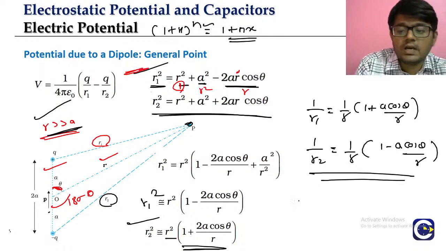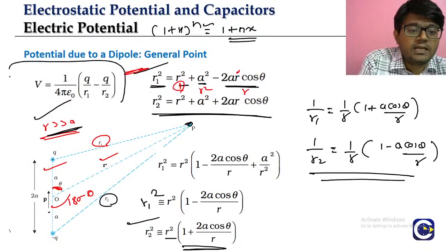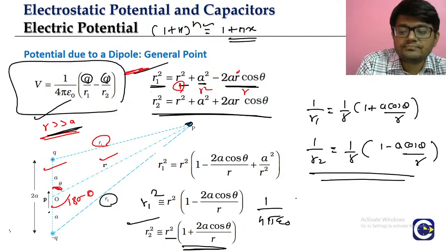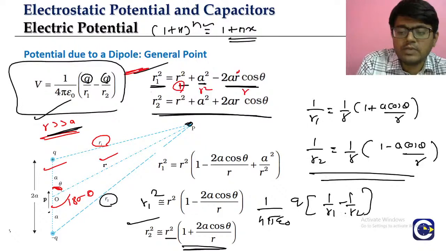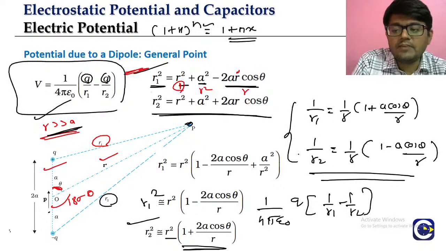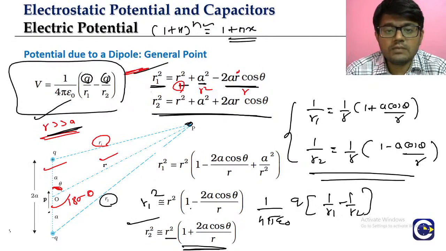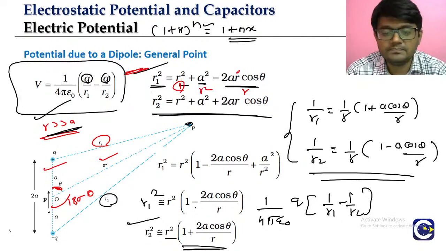Now the thing is, in the potential formula we can take q common out. So with q common out, what will you have? 1 by 4 pi epsilon naught q into 1 by r1 minus 1 by r2. We already have the simplified forms: 1 by r1 is 1 by r into 1 plus a cos theta by r, and 1 by r2 we get as well. So we just have to substitute them.